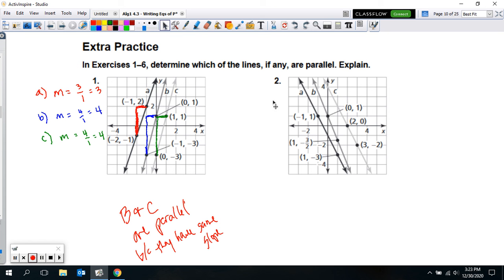All right, go ahead and pause the video now and just do the same thing for A, B, and C. Which lines are parallel out of these 3? And then check your answer.